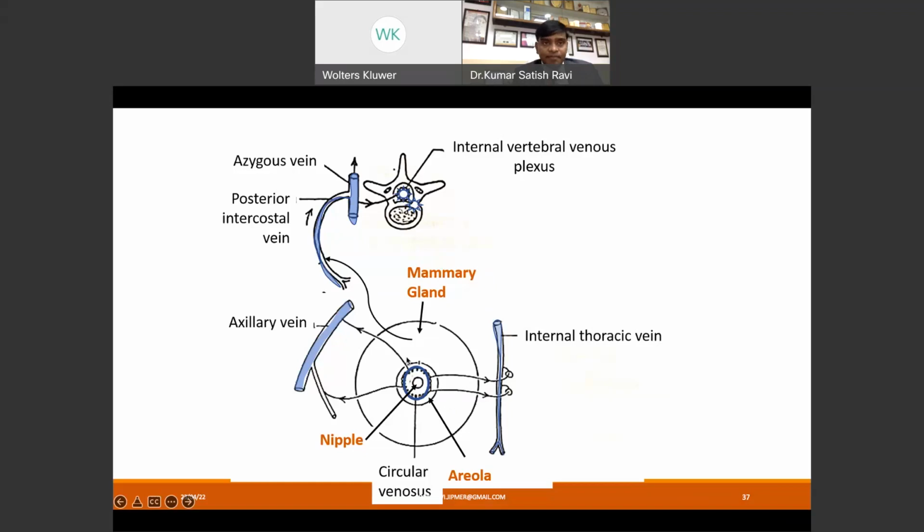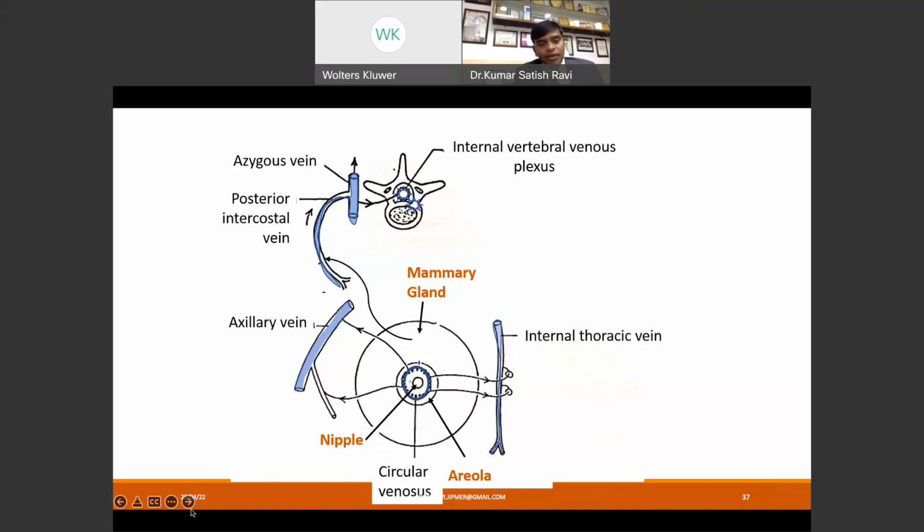Over here, the point to be remembered is that the posterior intercostal vein will communicate with the vertebral venous plexus, which in turn will communicate with the intracranial veins, right? So that's how this carcinoma spreads. This is one of the very important points you should remember, that the posterior intercostal veins communicate with the vertebral venous plexus, which further will communicate with the intracranial veins.